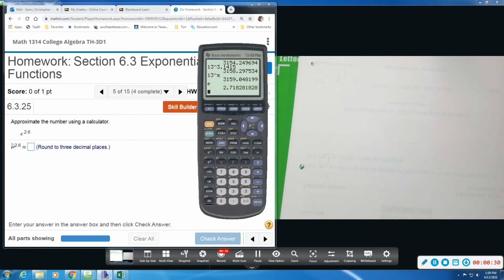We're going to raise E to the 2.6 power. So I'm going to do that again. Second, the division sign to get E, we're going to raise it to 2.6. And we're going to round that to 3 decimal places. All right, we get 13.463. All right, 3 is what we're rounding. The 7 says round it up, so 13.464.